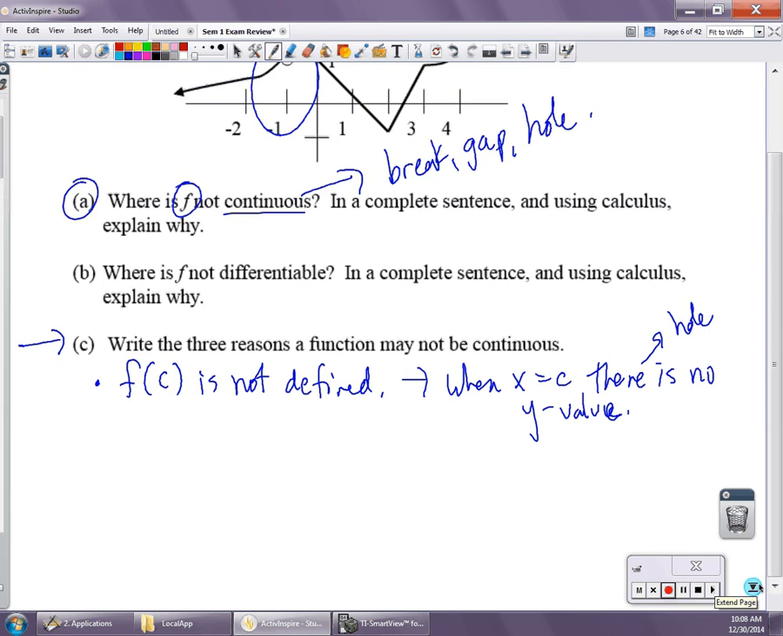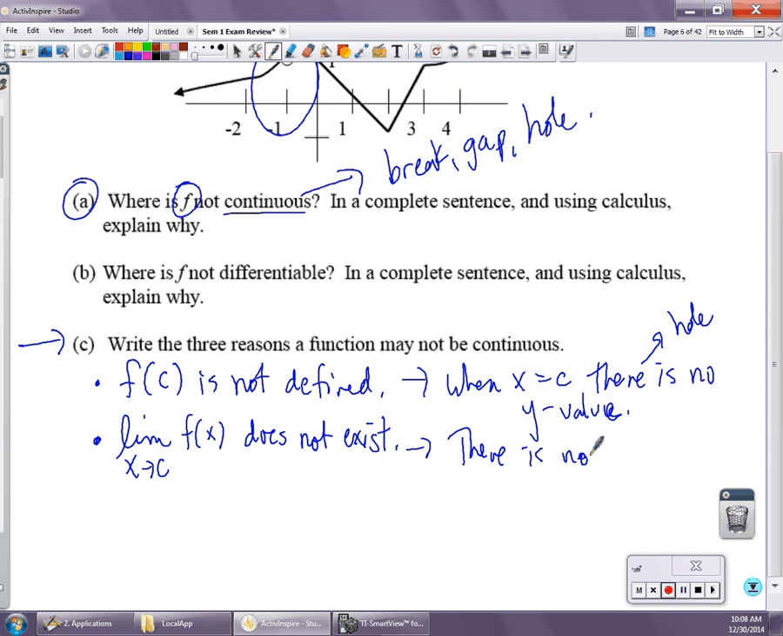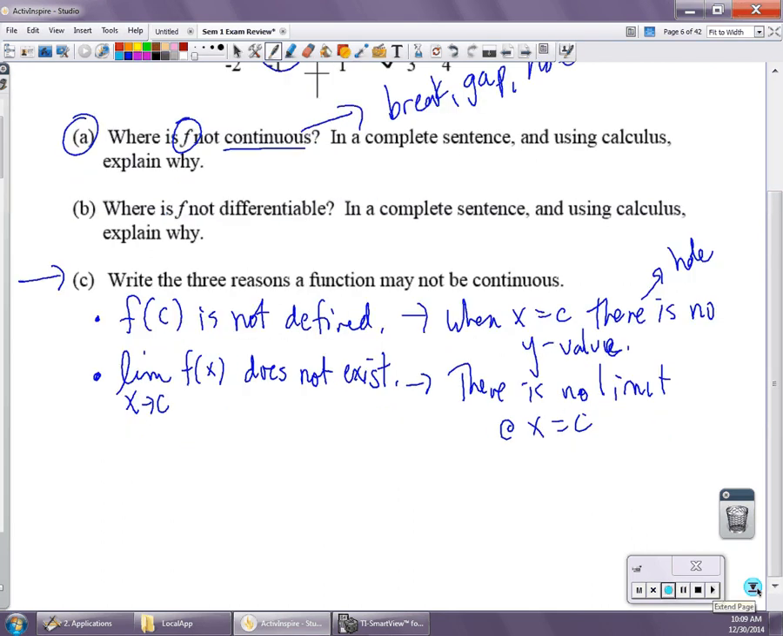A second reason why a function might not be continuous is because the limit as x approaches c, c is a particular value of x, of that function does not exist. What does that mean? There is no limit at x equal to c. Now, there are a variety of reasons why the limit might not exist, but that's not what this question is about. This question is about why a function is not continuous.